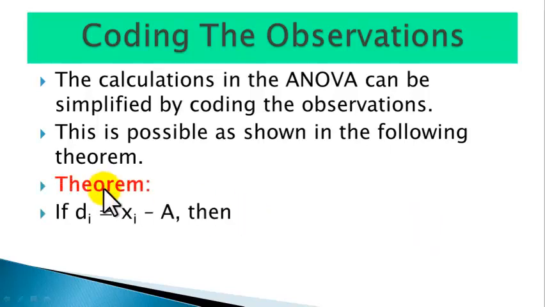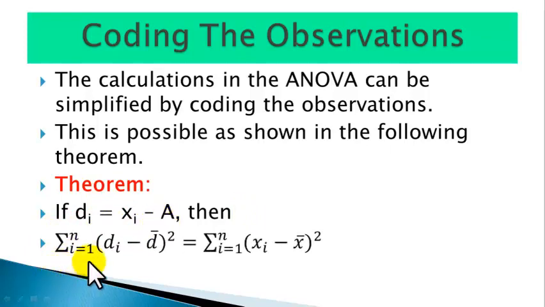Theorem: if di is equal to xi minus a, then the sum of squares of the deviation of di from its mean d bar is equal to the sum of squares of the deviation of xi from the mean x bar.